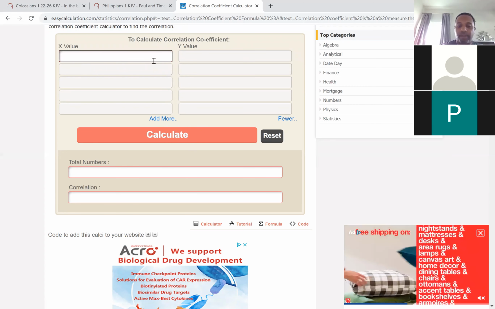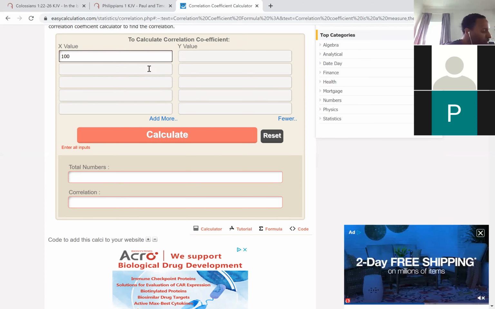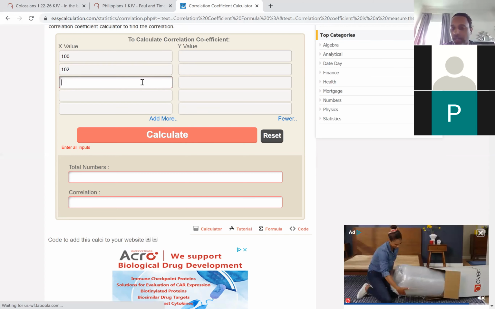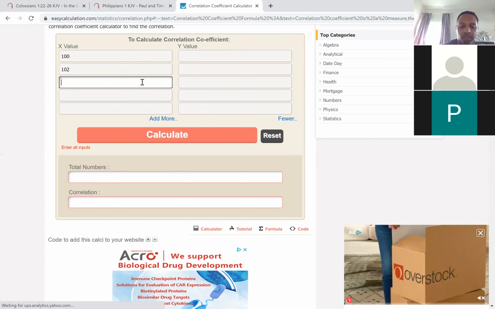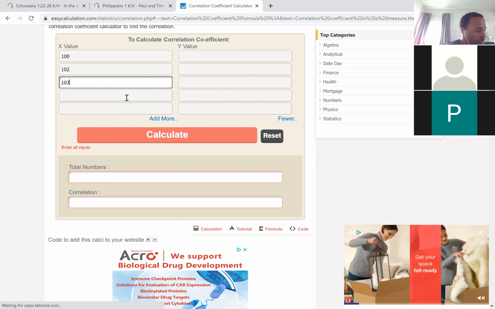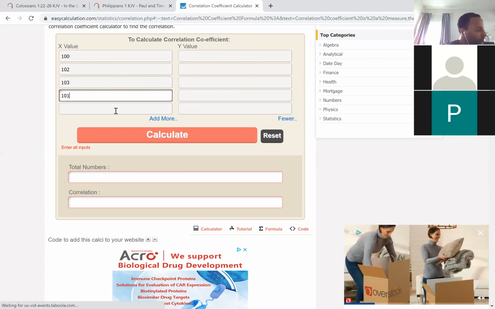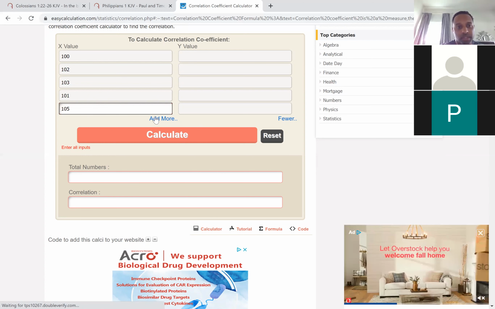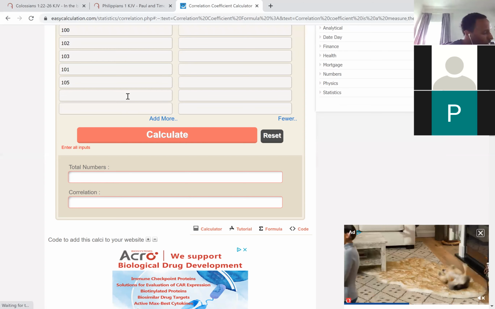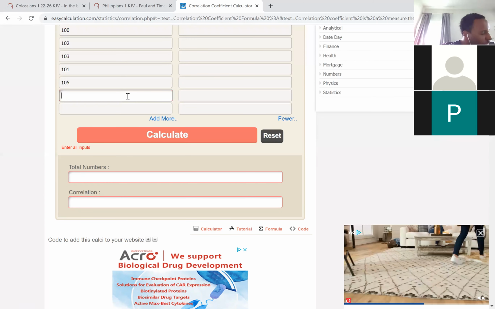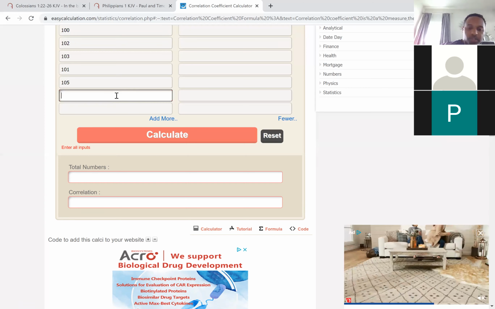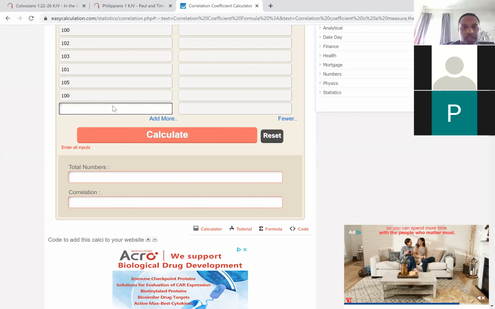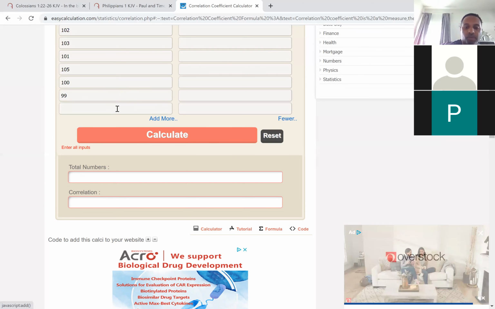So I'm going to type in those data values. Make sure you're typing in the correct data values, because if you write one of them wrong, of course, it will make the whole thing incorrect. Once again, you do not have to use this. This is just one that I know that works and is pretty easy and straightforward. So we got 100, 102, 103, 101, 105, 100, 99. Add one more column, 105.